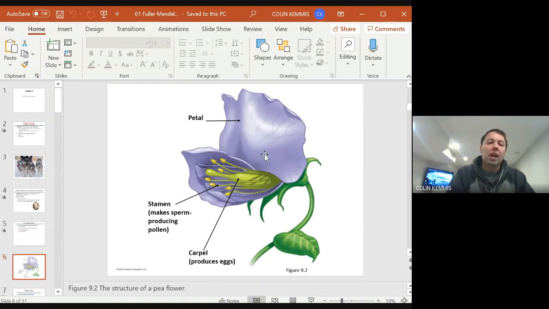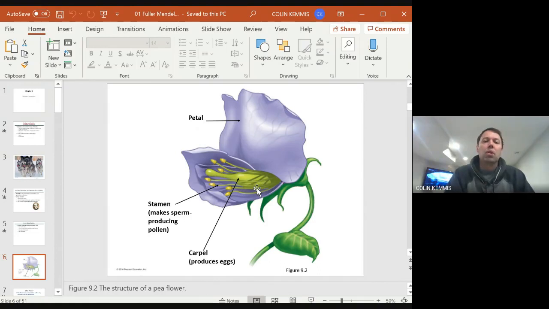The petal is going to attract the pollinator, and then you have the male part, which is the stamen, and at the top of that you would have the anther, which holds the pollen. And then here's the female part of the flower in the center, the light green part. There's just one of those, and that's called the carpel. And down here you would have the ovary where there's eggs.